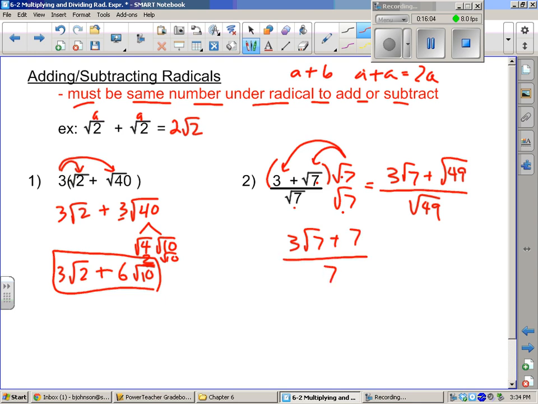Now, are there any things alike there that we can put together? No, but you maybe should look for heart surgery. All right, let's test heart surgery. Let's test your heart. Do they all 3 have something in common? No. So heart surgery doesn't work either. So this is as good as it gets. 3 root 7 plus 7 over 7.